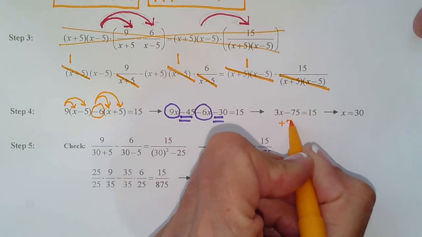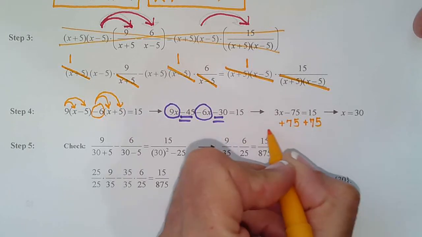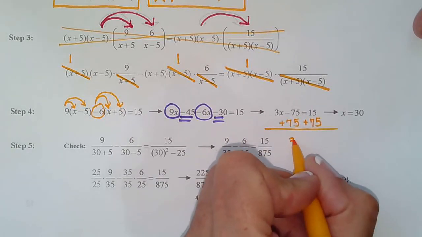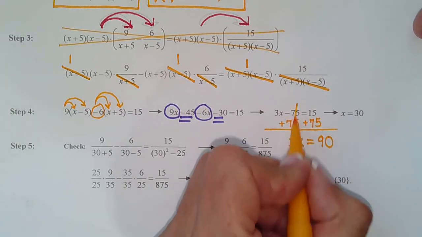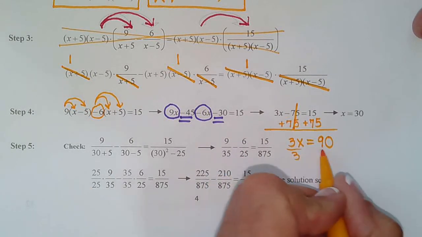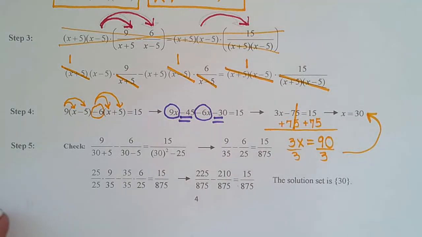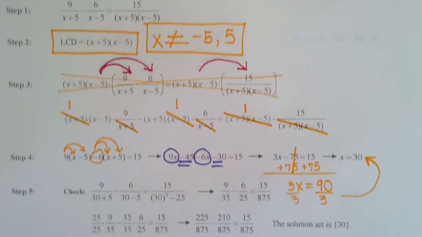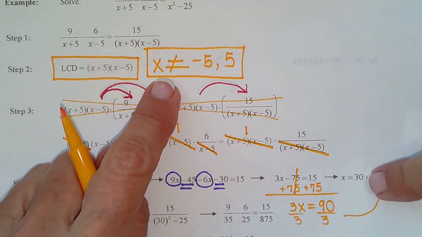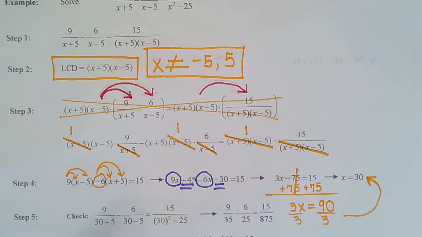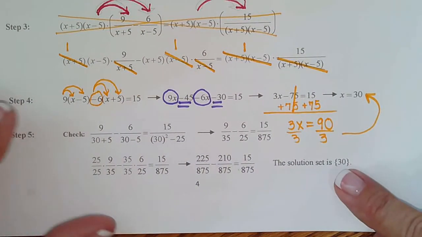Then we add our 75 to both sides. Whoa, I left out a step or two here, didn't I? So then we get 3x equals 90, when we add those, and then divide by 3, x is 30. And then I immediately go up to the top of the problem and say, is that in the restriction box? No, it's not. Boom. It's a valid solution.